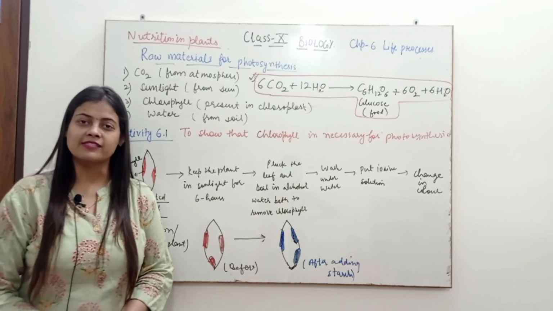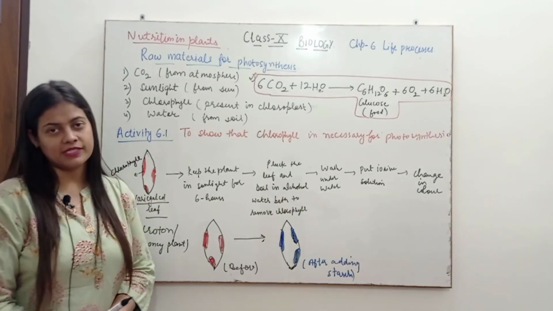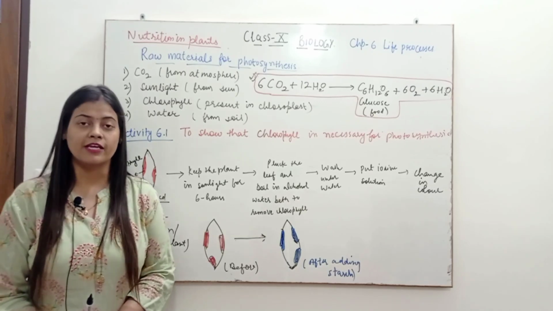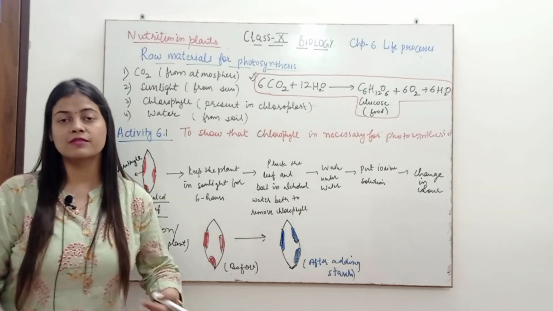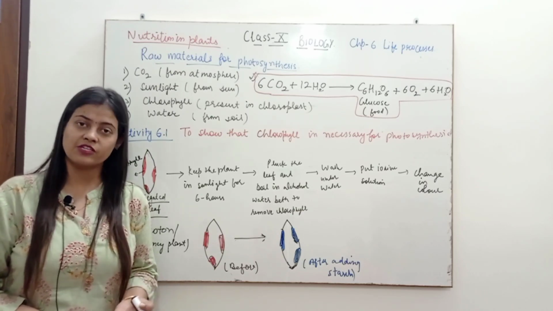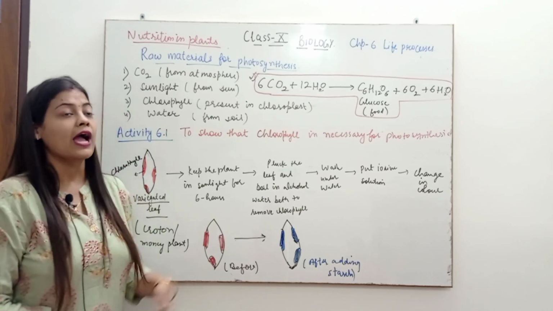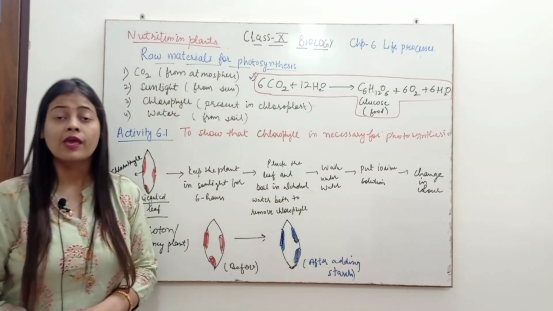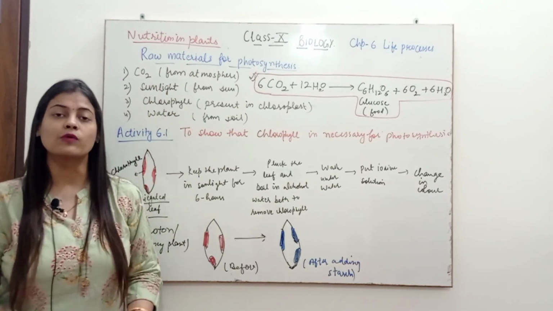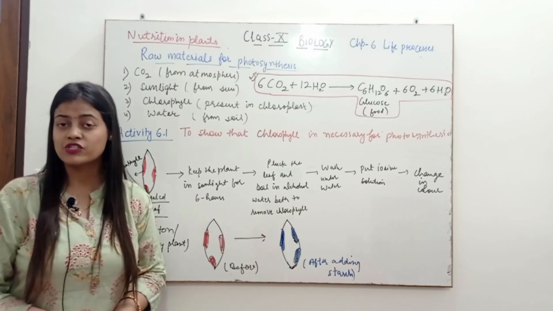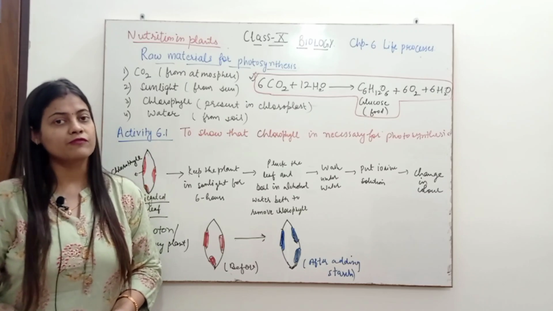So in the offline classes, we have started with chapter 6, life processes. And in this chapter, we will be studying different types of processes performed by an organism like nutrition, respiration, excretion, transportation. And we have started with the first process, that is nutrition. We have already discussed the general types of nutrition, what is nutrition, the modes of nutrition, examples also I have told you.